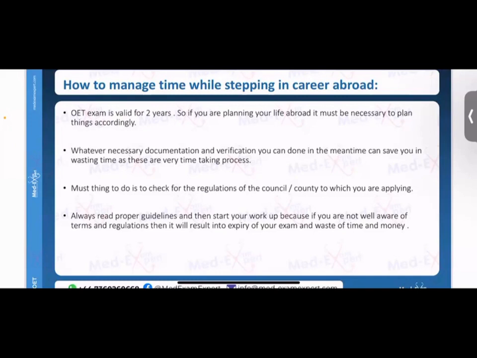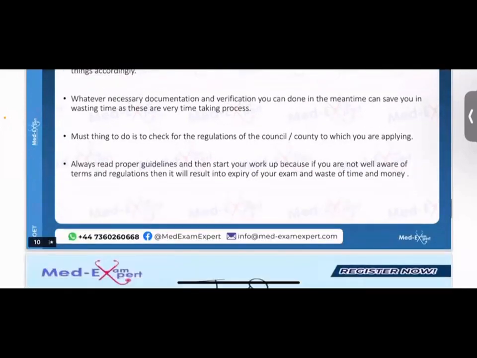So this is not a correct answer. If you have set your goals, please be clear in it and then take this exam. It is not a joke that if your friend is taking OET, then you are going to take the OET exam. So please be clear in your mind, set your goals, and then apply for this exam.